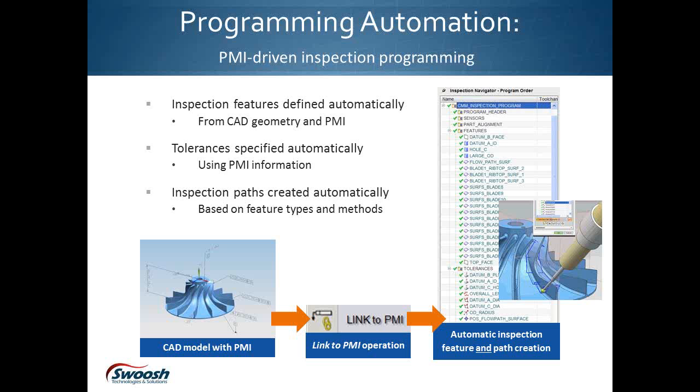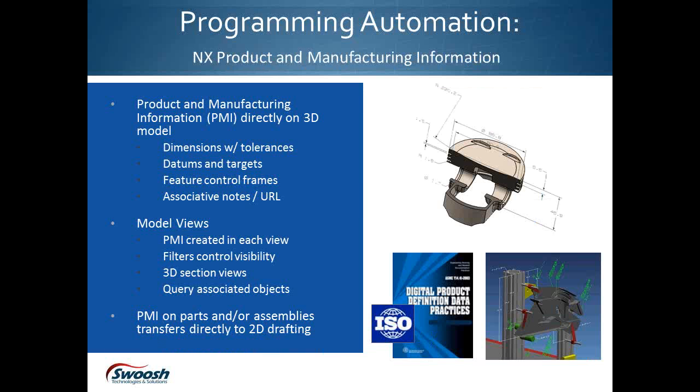So the inspection path can be created automatically based on the feature types and methods. This makes it so you program more consistently if you have this PMI information, and it also speeds everything up. Our PMI information shows dimensions and tolerances, datums and targets, feature control frames, and associative notes.